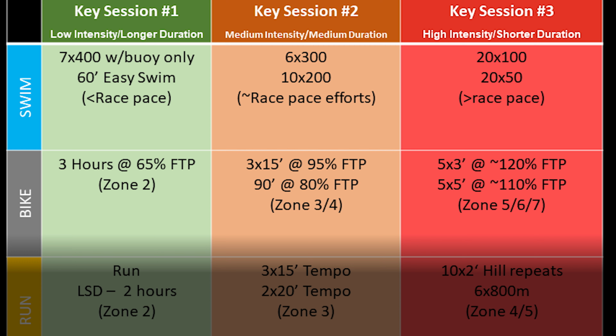Key session number three for the bike is going to be anaerobic capacity, VO2 max intervals. So stuff like 5 by 5 minutes at 110% FTP or 5 by 3 minutes at 120% FTP. So these are a lot faster than race pace.